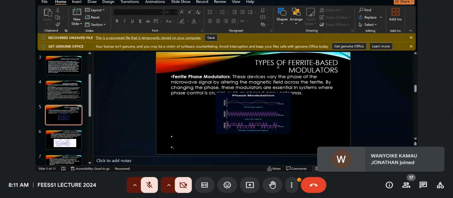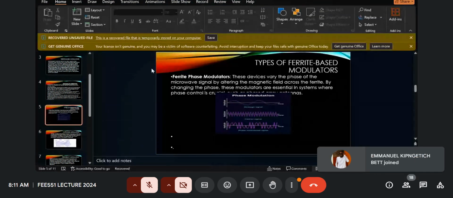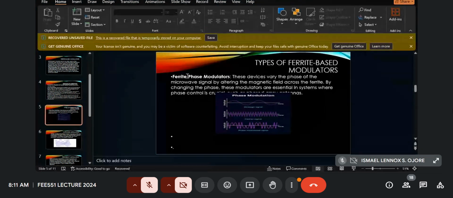To the next slide. Then we have the different types of ferrite-based modulators. We have seen that they affect the phase, amplitude, and frequency. So here we have ferrite phase modulators, which are devices that vary the phase of the microwave signal by altering the magnetic field across the ferrite. But their response is the usual phase modulation that we know, as you can see from the picture.